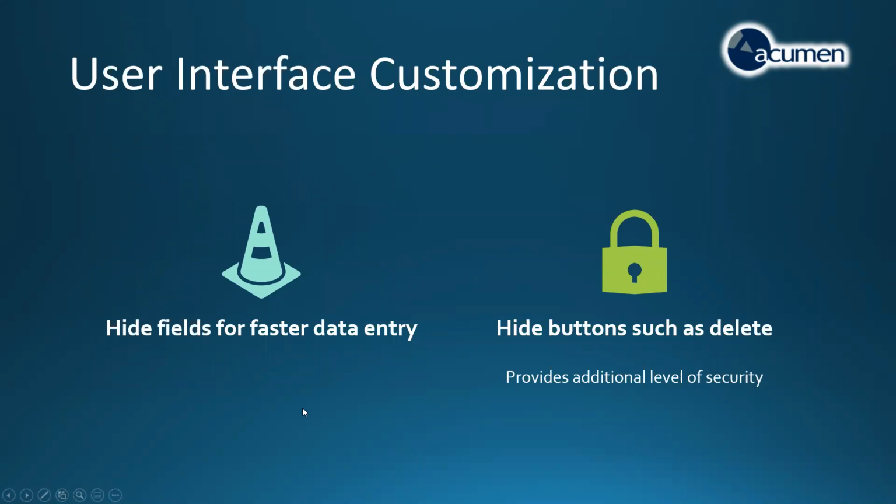Okay, next is user interface customization, or you probably have seen it or heard us talk about UI customization. What this allows us to do is hide fields on the screen, or even hide buttons, such as maybe a delete key to provide an extra layer of security. Security is very good in Sage 300.